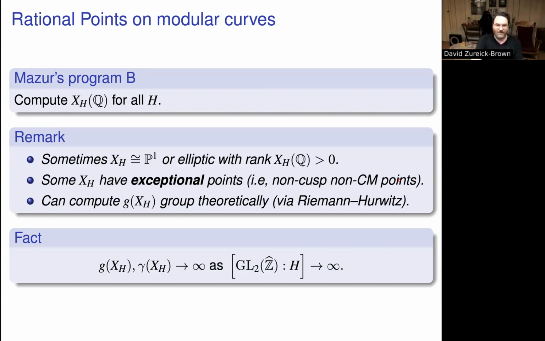Some of these have exceptional points, by which I mean non-cuspidal, non-CM. And then you can compute the genus group theoretically via Riemann-Hurwitz. You can compute the gonality, that's the gamma, spectrally. There's a lower bound. It's difficult to compute it precisely in general, but these both go to infinity as the index goes to infinity. There's only finitely many rational up to twist.